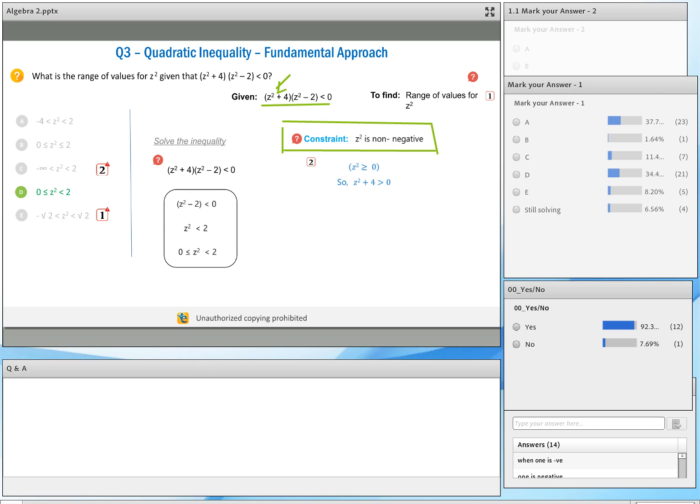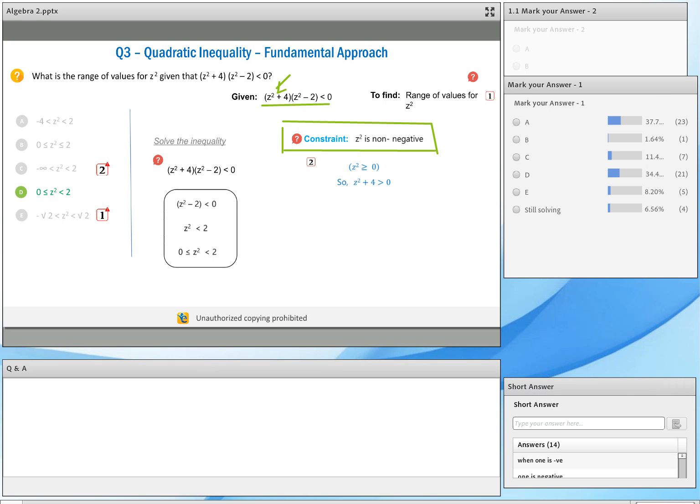Right? Because there is no conceptual constraint that z has. The z square has that conceptual constraint that it's always a non-negative number. So the reason why you got this question wrong was because you didn't apply the constraint correctly. And constraints need not be explicitly stated.